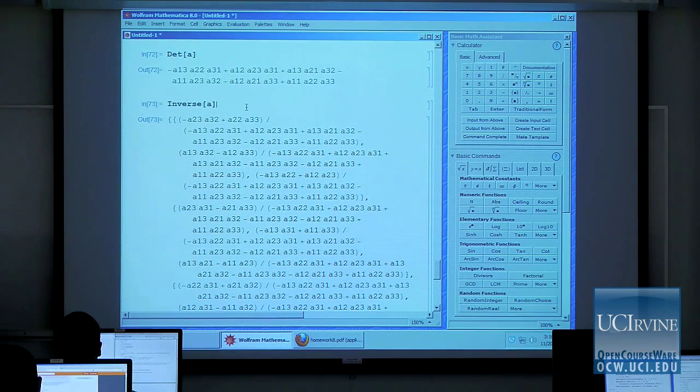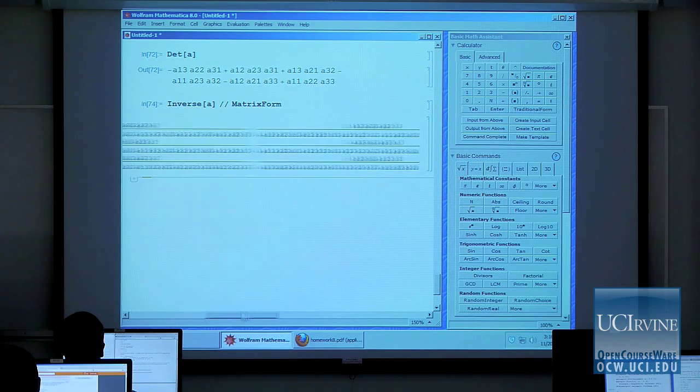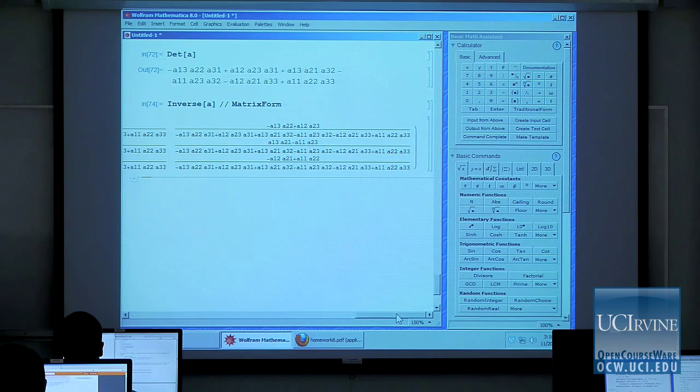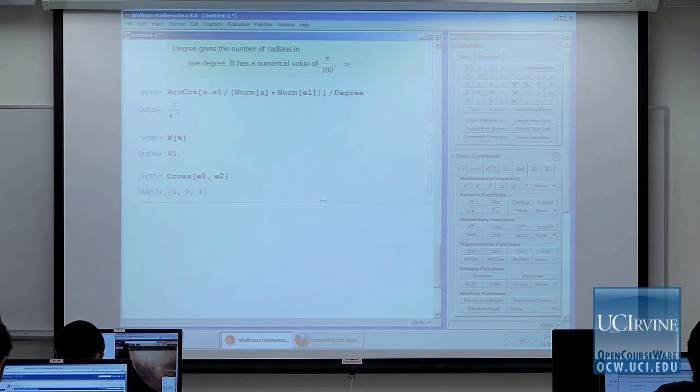Actually, let's put that in matrix form. All right, so you can see it goes on and on and on and on. And that's just a 3 by 3. All right, so that's kind of a pain, but you know, some of you know how to do that by hand. Now let's just, for the very last thing today, confirm that that is, in fact, the inverse of A. And the way we can do that is I'll just go ahead and define AInv equals inverse of A. All right, semicolon. And then I'm going to multiply A times AInv and put that in matrix form.